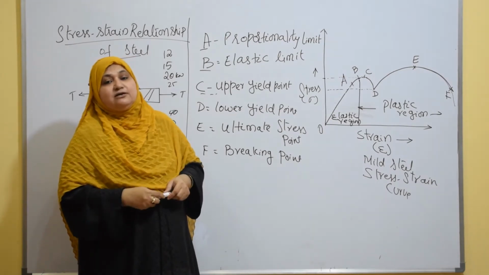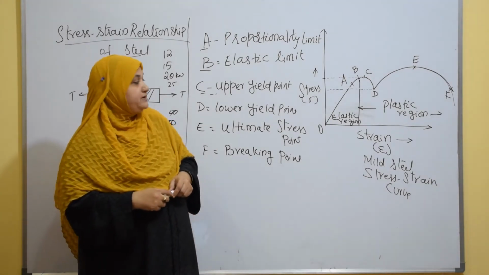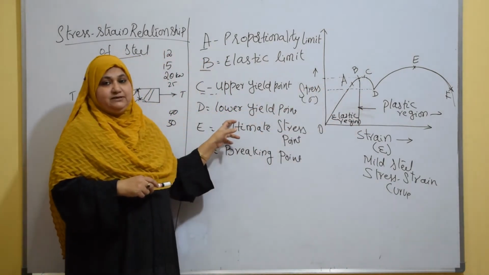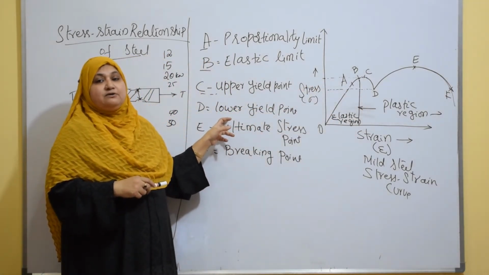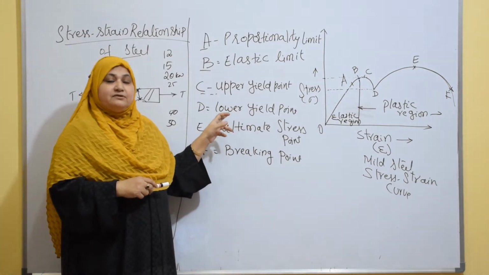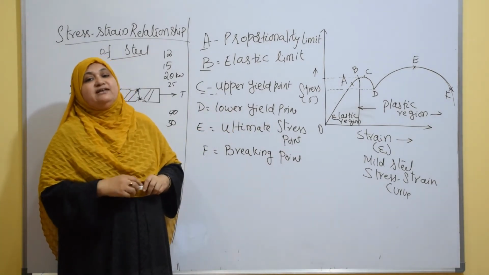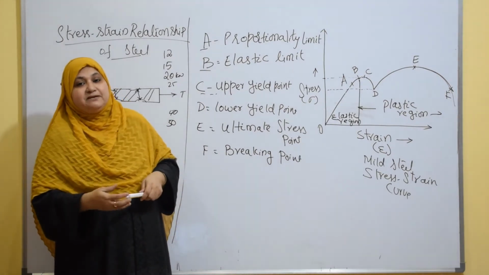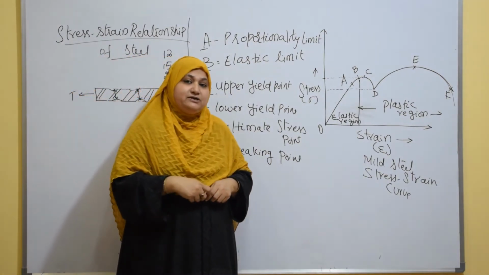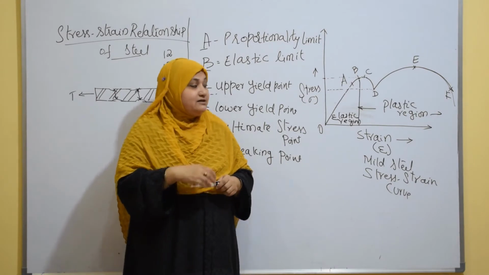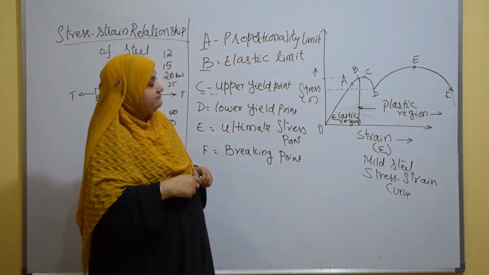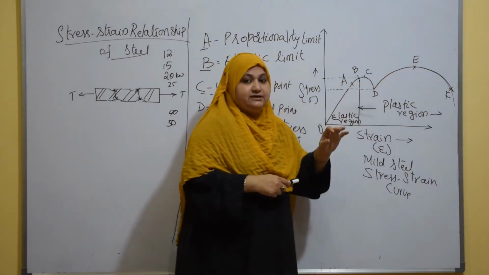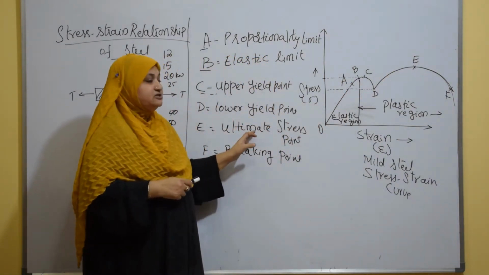If you further increase the load beyond C, we get a point on the curve called D. D is called the lower yield point. It is the minimum load at which yielding continues even without any increase in the load. Further going into the experiment, we increase the load beyond D, and we get a point on the curve called E. E is called the ultimate stress point.